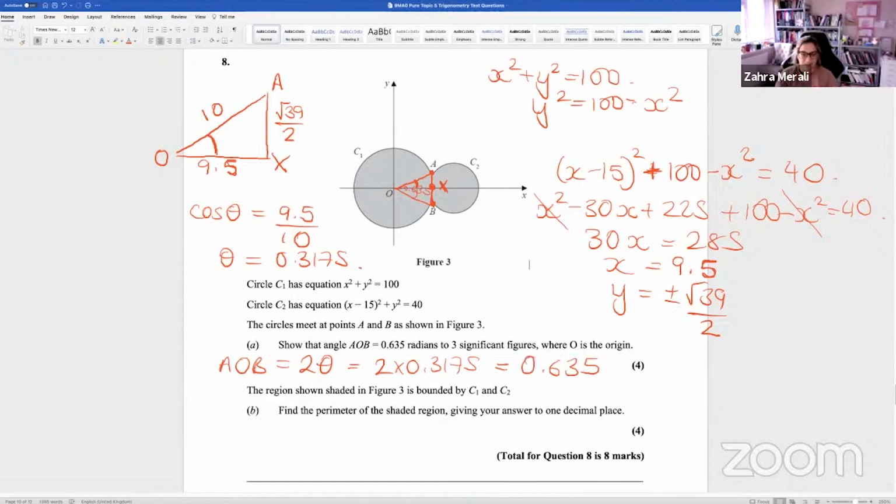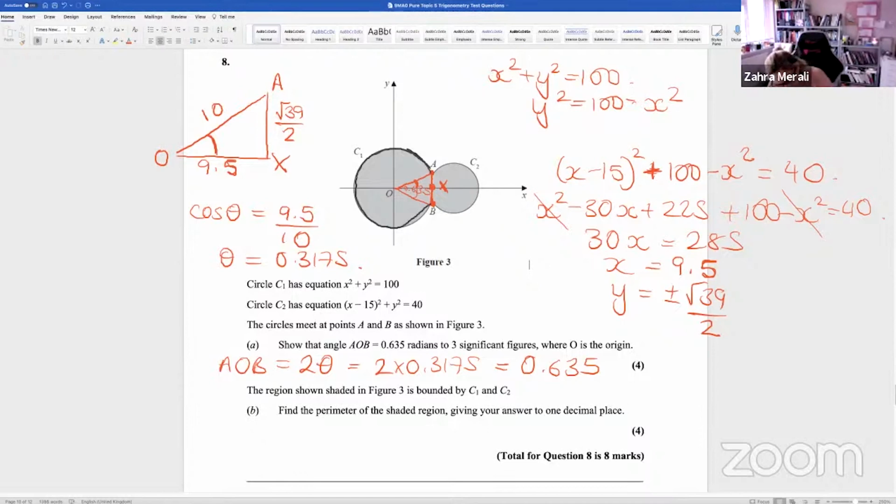So I hope that makes sense. And then we want to find the perimeter of the shaded region, giving your answer to 1 decimal place. Okay, so the perimeter is going to be all the way around the edge of here, which will be easy because we know the length of an arc is r theta.